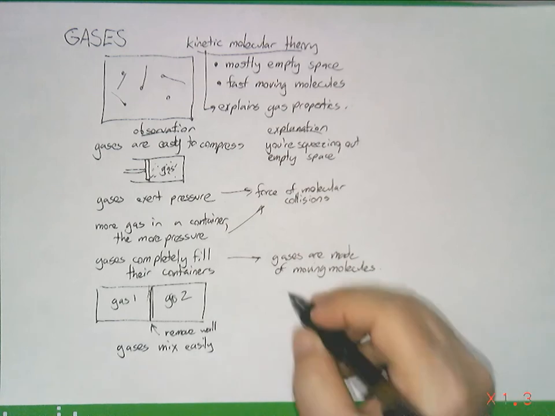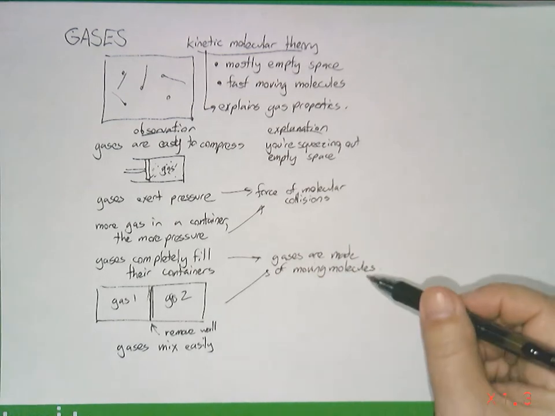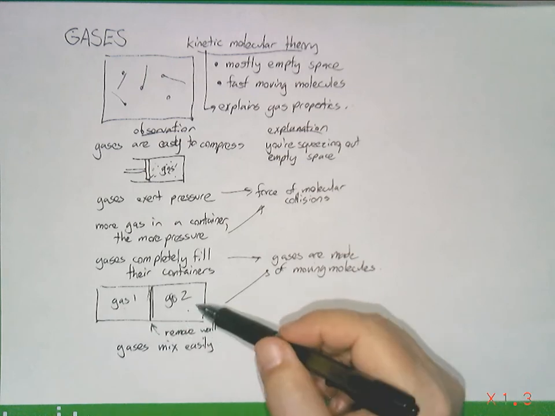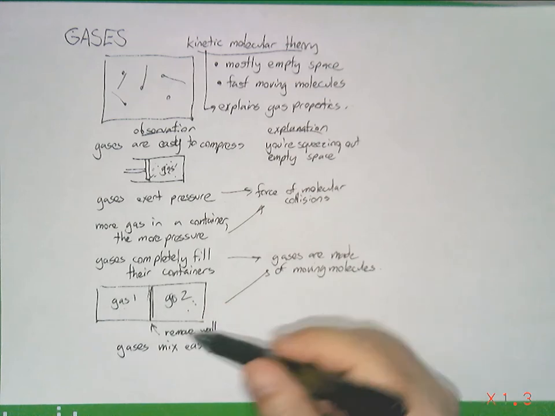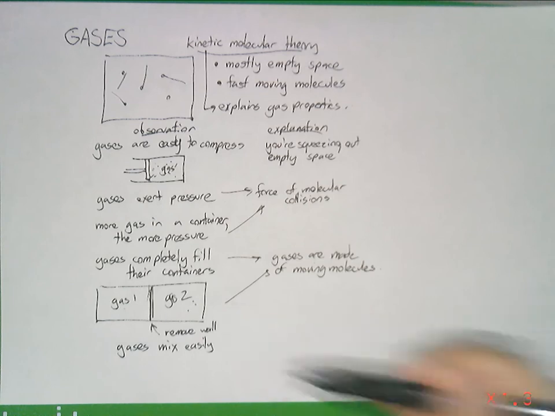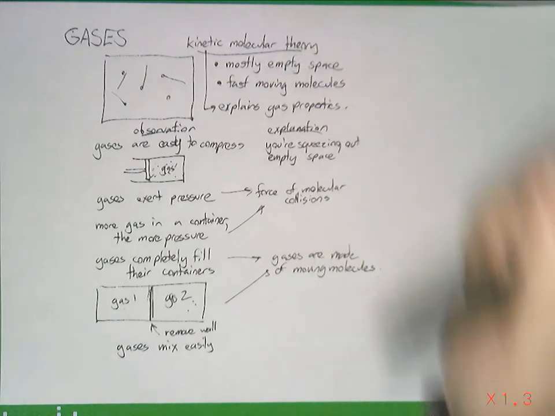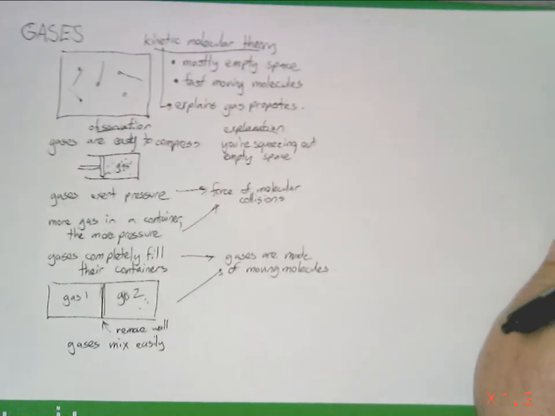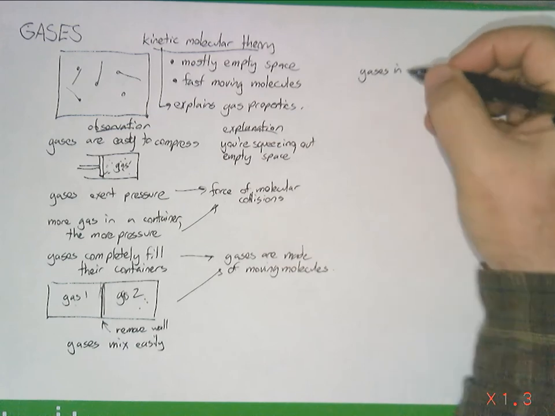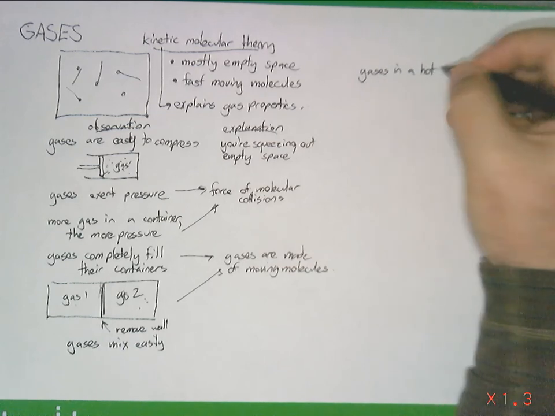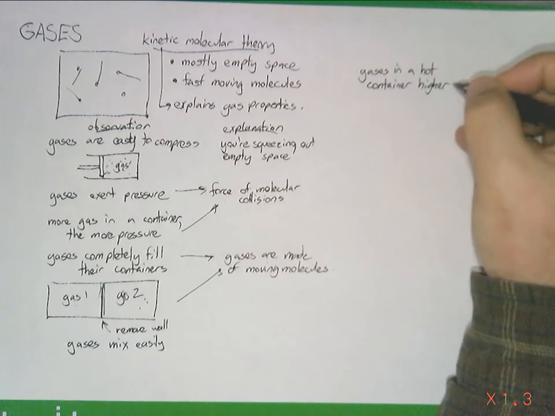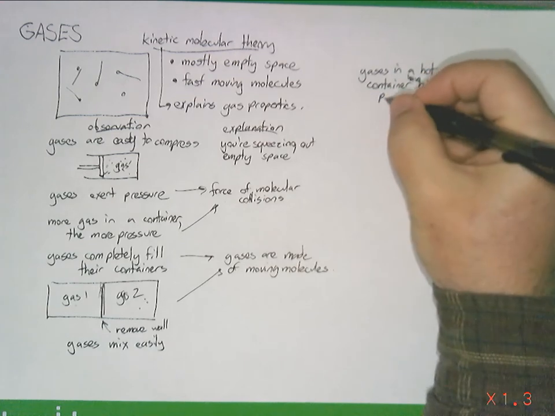So that again is because the gases are made of moving molecules, and the molecules from gas 1 can go into this half of the container, and these molecules can go over there once you remove the wall. So we can explain a lot of properties of gases using this kinetic molecular theory. Here's another one. If you've got gases in a hot container, they have higher pressure.